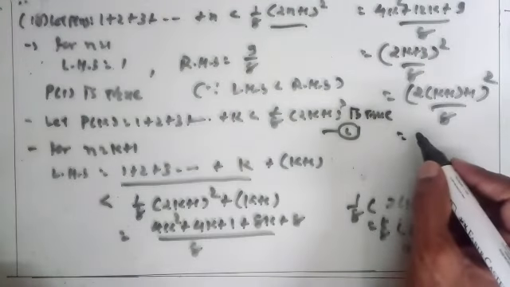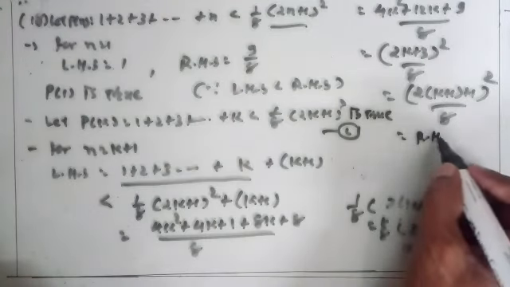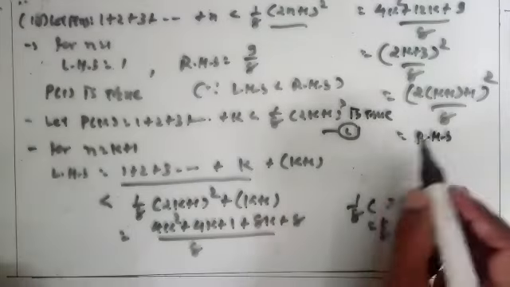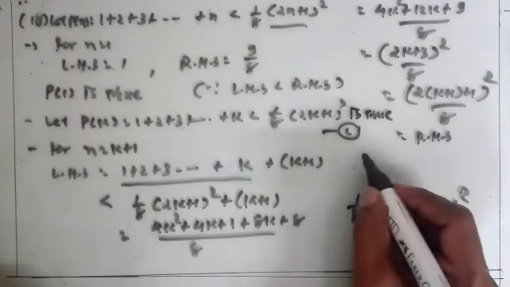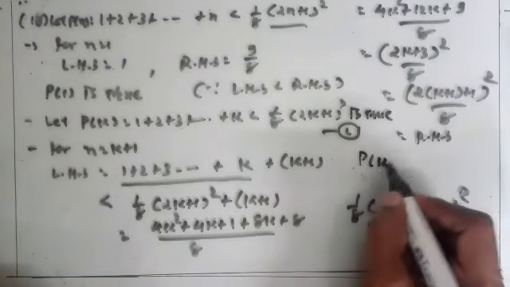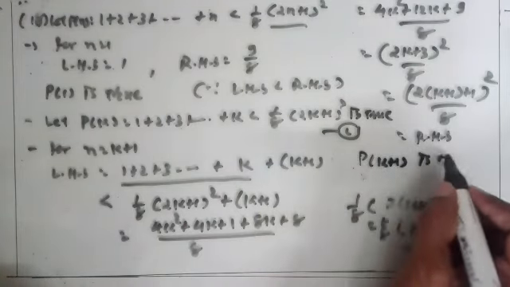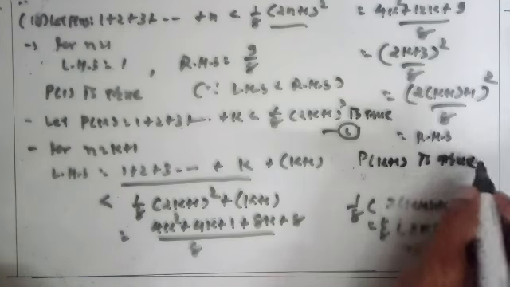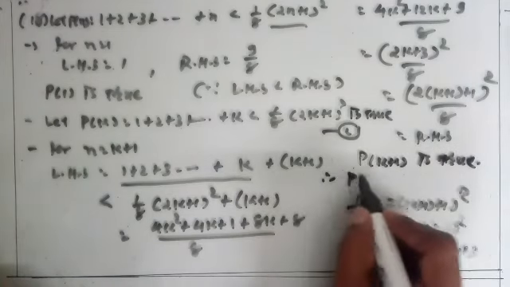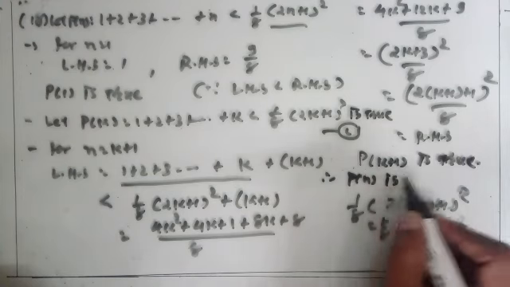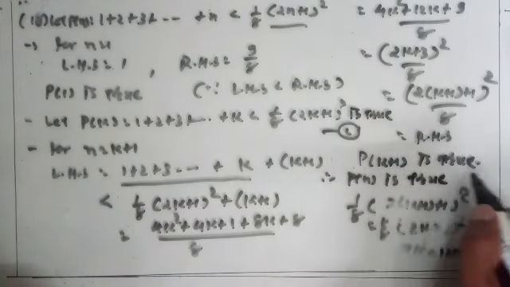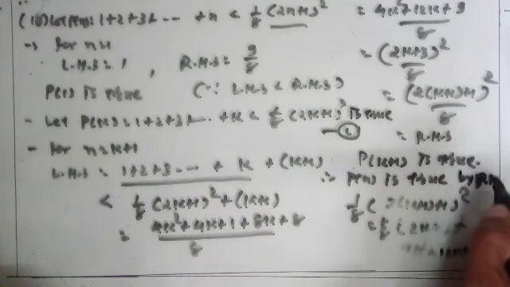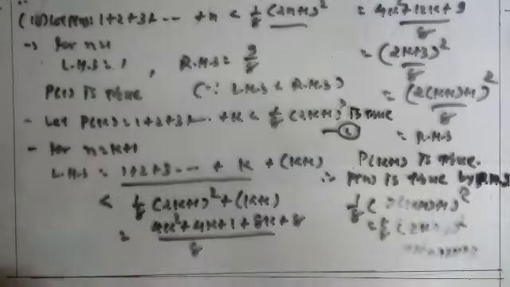So this is the right hand side. So LHS less than RHS, that is Pn is true for n is equal to k plus 1. That means Pk plus 1 is true. Clear? So Pn is true by PMI, principle of mathematical induction. Clear this?